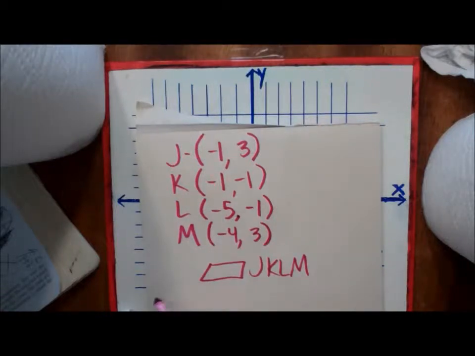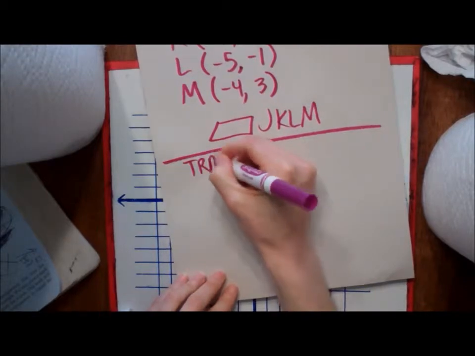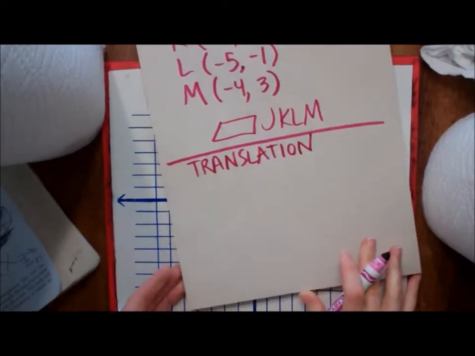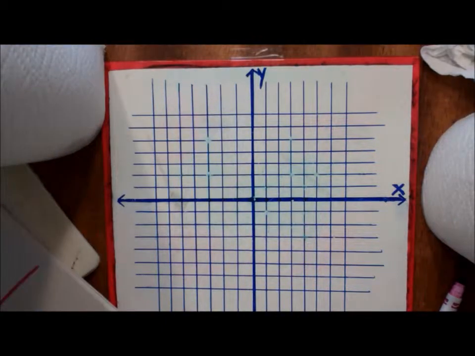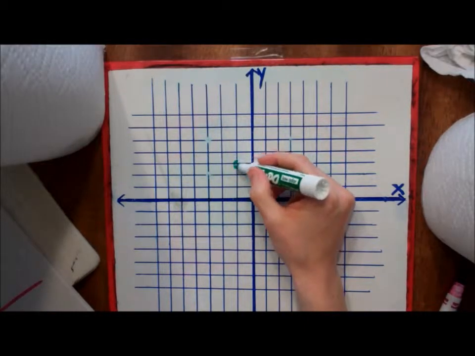Now there's some notes that I want you to take for a translation. So go on and put translation, and what we're going to do. Okay, let me go on and draw this on the board, and I'll give you some of the notes for a translation. Okay, J would be -1, 1, 2, 3.